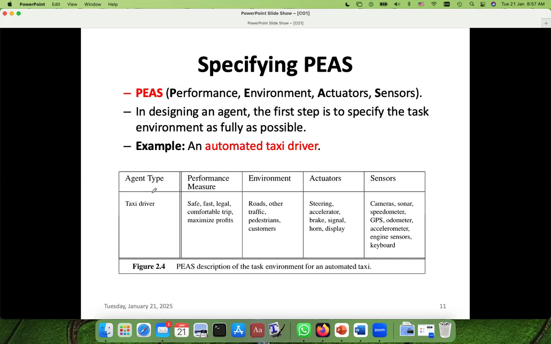Here the topic is changed. PEAS. This is an abbreviation of something, okay? So what is PEAS? P for performance, E for environment, A for actuators, and S for sensors. So collectively it is PEAS. Performance measure, environment is the environment of the agent, actuators through which you can perform actions, sensors through which you can take percepts.